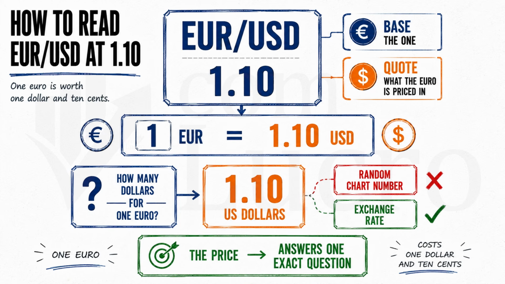Let me make that real. When you see Euro USD trading at 1.10, all that price is saying is this. 1 euro is worth $1.10 right now. The euro is the base, that's the 1. The dollar is the quote, that's what the 1 is priced in. So the number on the chart isn't random, it's an exchange rate, and it's answering one exact question. How many dollars for 1 euro?